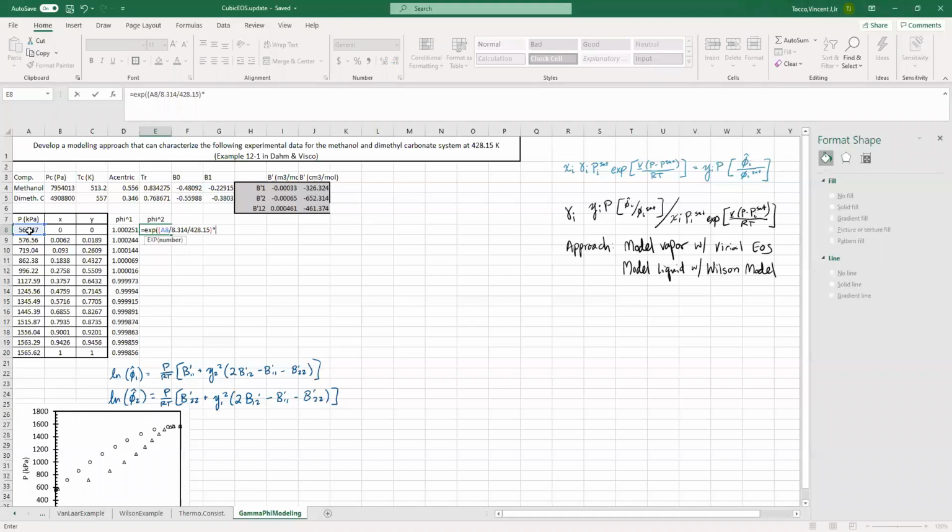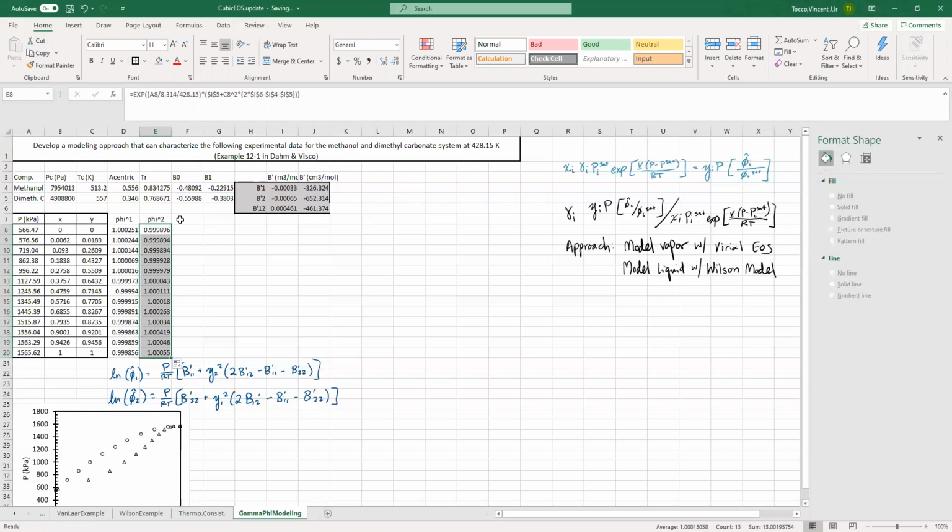Sorry, I lost my train of thought for a second. Times B2 plus Y1 square times 2 times B12 minus B1 minus B2. Close out everything.